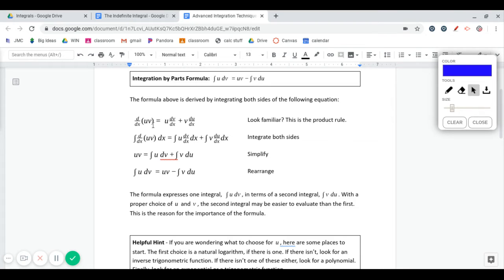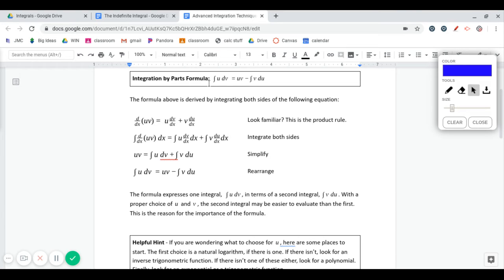So this formula is derived using the product rule. So the product rule says the derivative of two functions multiplied together, u and v, equals the first function times the derivative of the second function plus the second function times the derivative of the first function.